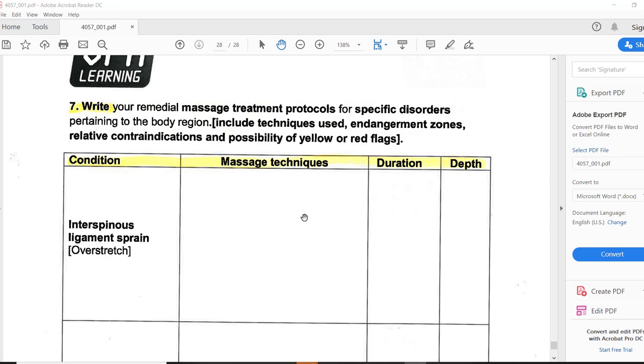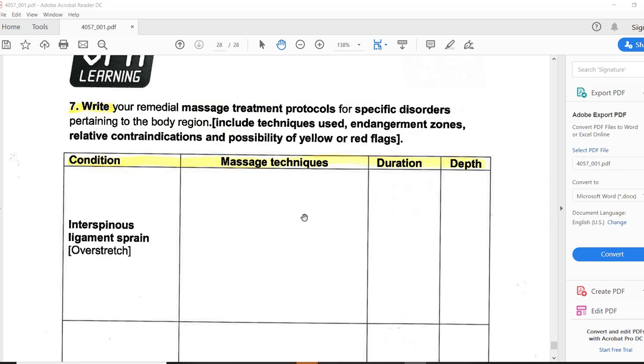For part 7, you need to identify the remedial treatment protocols for specific disorders that are related to body regions. So this is going to include what massage techniques you would do, any endangerment zones, so the areas that you're going to stay away from, and relative contraindications, as well as possible yellow or red flags. So that's all going to go within the massage technique side of things.